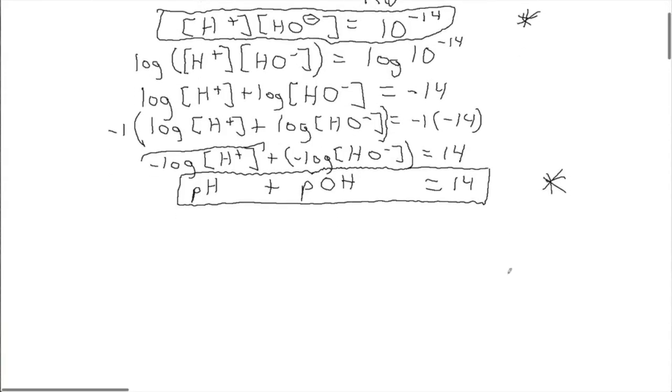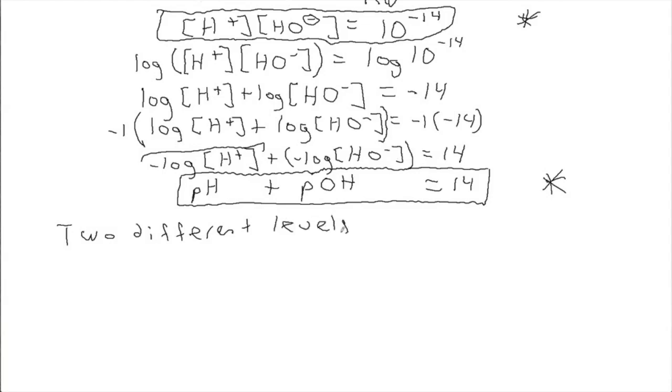One thing I like about this little proof is hopefully it shows you that in this area of chemistry, we're often talking about two different levels. There are two different levels at which we can analyze acid-base problems: the concentration level, and the P level. These don't have very good names, but we could call one of them the brackets level, or the concentration level, and we can call the other one the P level.